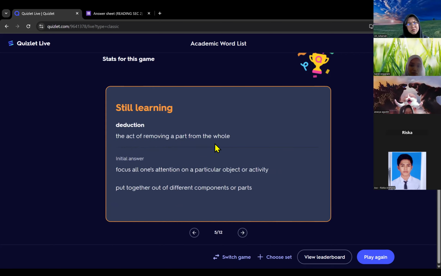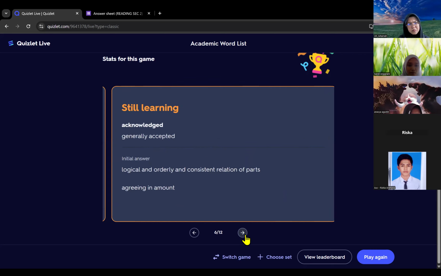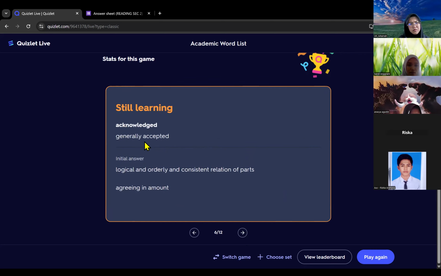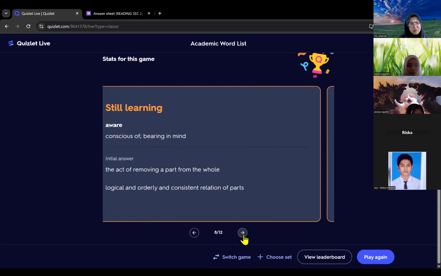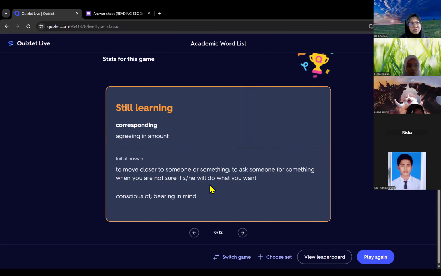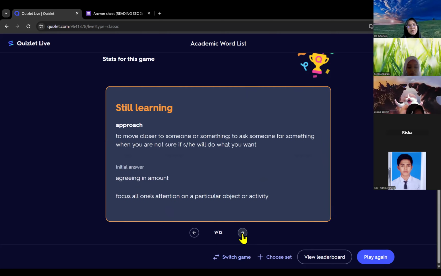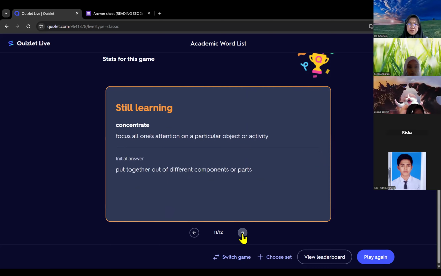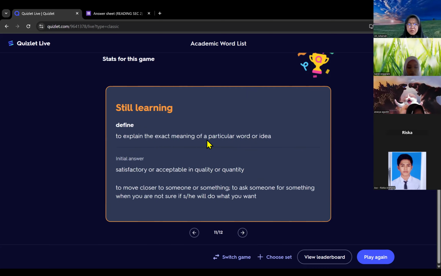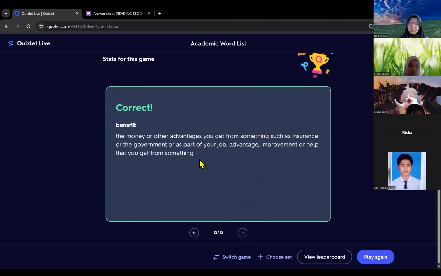Deduction, the act of removing a part from the whole. Kegiatan mengurangi sesuatu, so deduction means pengurangan. Acknowledged, generally accepted, diterima secara umum, acknowledged. Aware, conscious of or bearing in mind, sadar akan, so aware means sadar. Corresponding, agreeing in amount, setuju dalam hal jumlah, corresponding. Approach, concentrate, define, to explain the exact meaning of a particular word, untuk menjelaskan sebuah kata atau ide. And the last one, many of you are correct, with benefit.